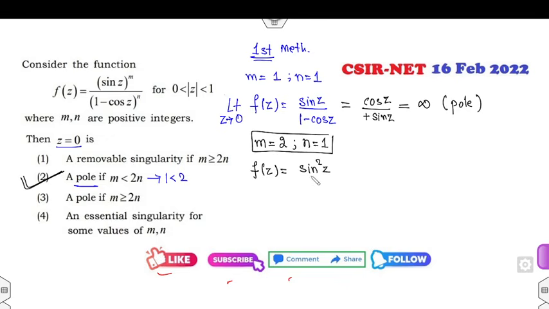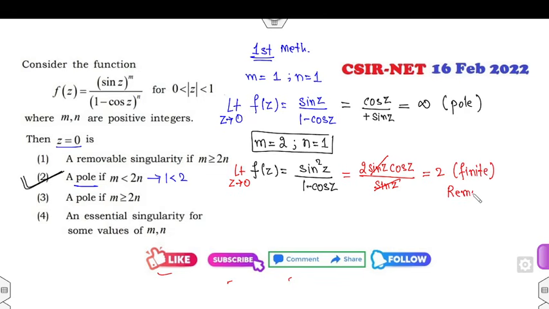Sine square z over 1 minus cos z. Then check the limit as z approaches 0. Again, it's a 0 by 0 form, so I can apply L'Hopital's rule. It's 2 sine z cos z over sine z. So clearly the limit is 2, which is a finite number. Once it is a finite number, that means it is a removable singularity, so it is not a pole. Fine. Now this case is when m is equal to n.